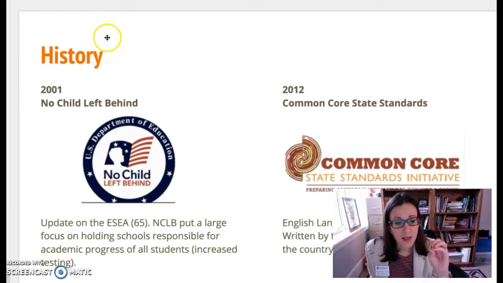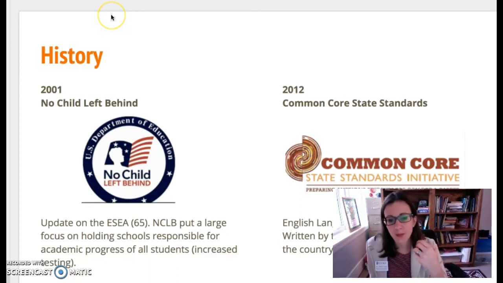This was an update on ESEA in 65. And No Child Left Behind, or NCLB, put a large focus on holding schools responsible for the academic progress of all students. And those of you who have been teaching for 20, 30 years know that this resulted in an increased focus on testing. 2012, we had Common Core state standards make their appearance.